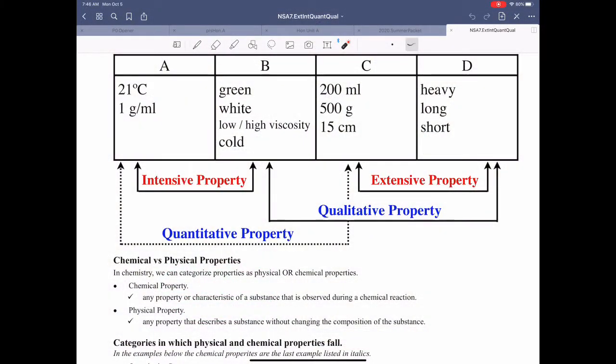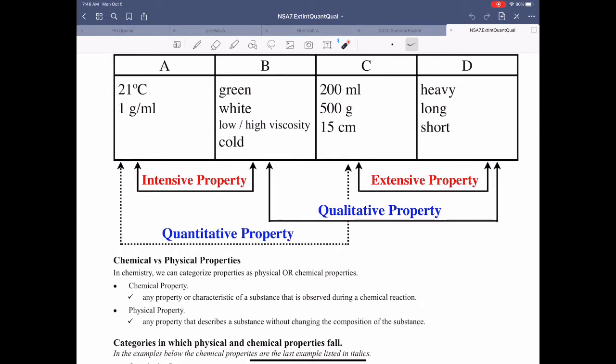So let's take a look at the properties that we just did some measuring of in the video, and you can notice that column A and column C, A and C, are both numbers. We would categorize those as quantitative physical properties, whereas columns B and D were more descriptive, using words and no numbers. Those would be qualitative properties.